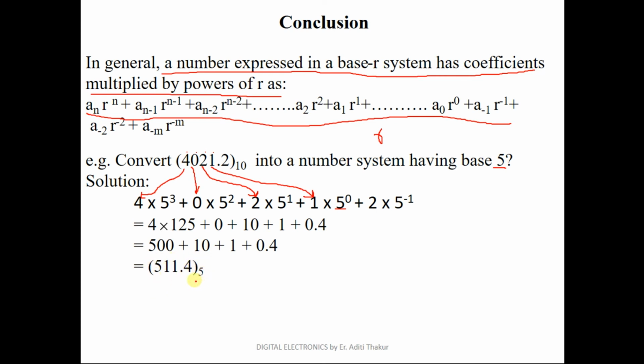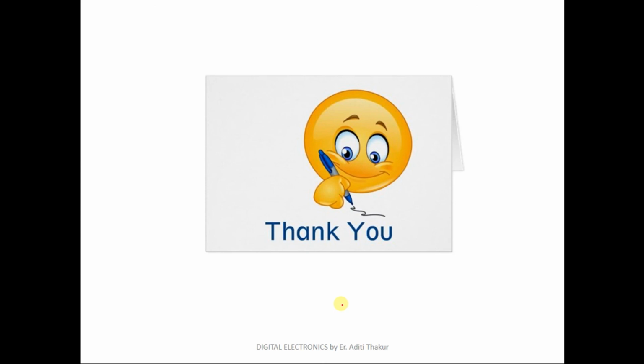The base will be 5. So this is a new number system which we have found, with base 5. In this way we can convert a number from decimal into a number system having any base, whether it is 11 or any other, whether you have studied it or not. With all this, I am concluding this video.